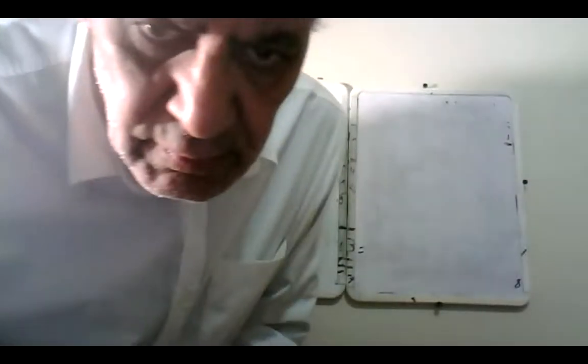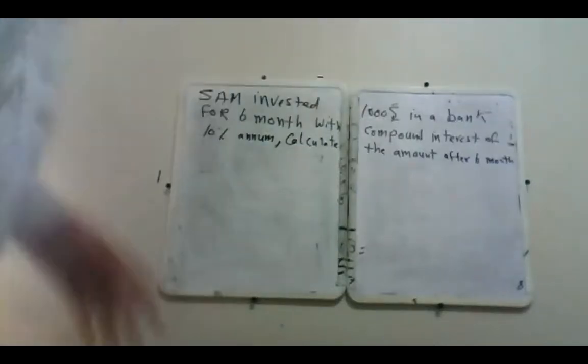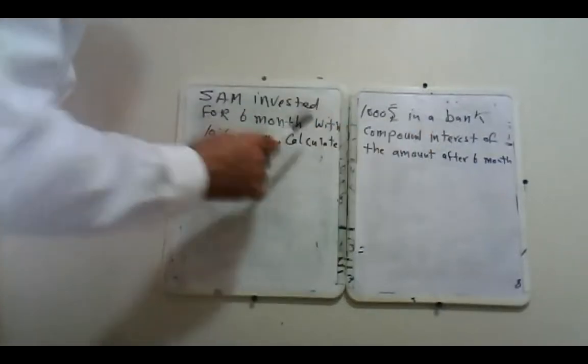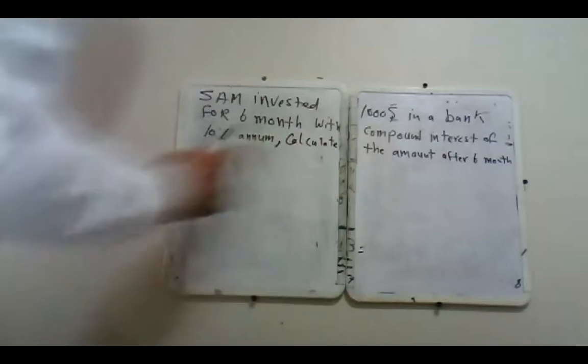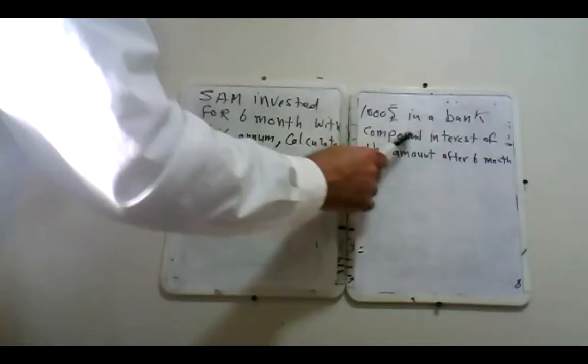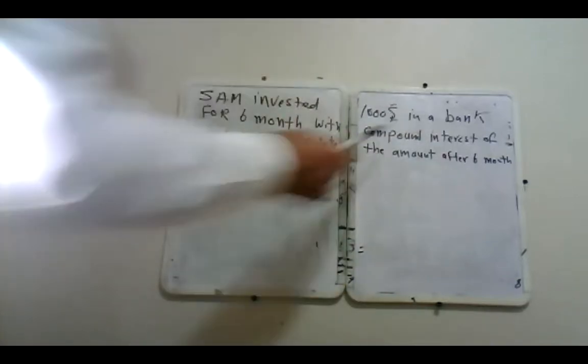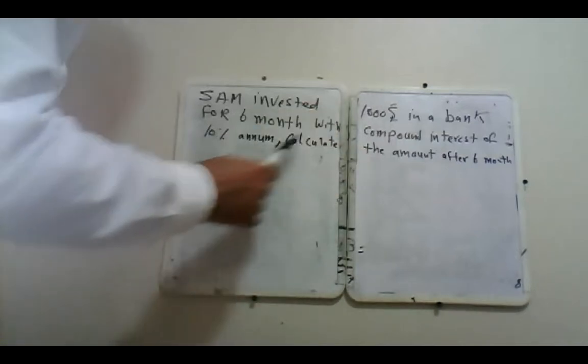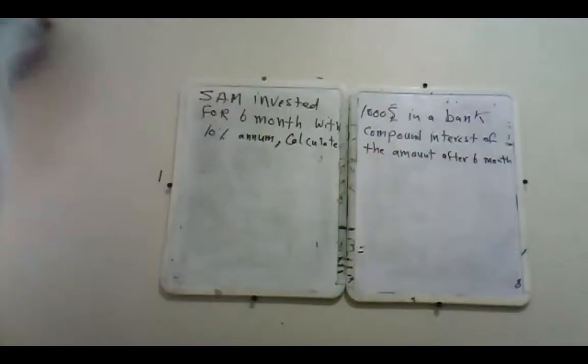Now here is another example. Sam invested $1,000 in a bank for 6 months with compound interest of 10% per annum. Look at this. This is not simple interest. The past example was simple interest. This is compound interest of 10% per annum. Calculate the amount after 6 months.